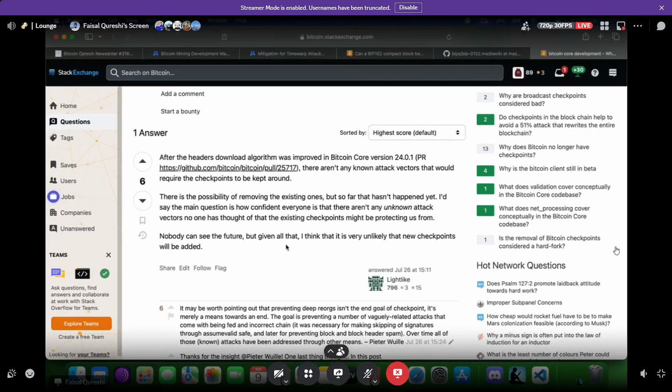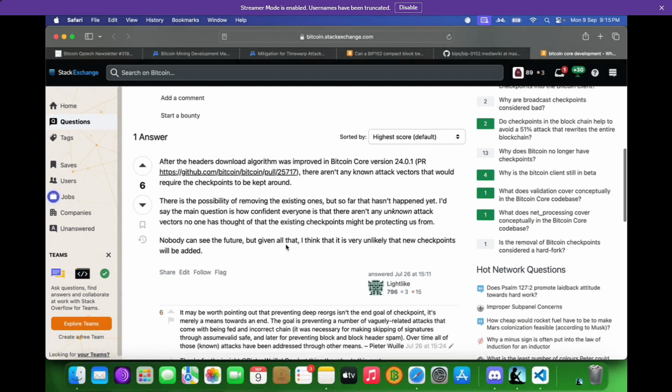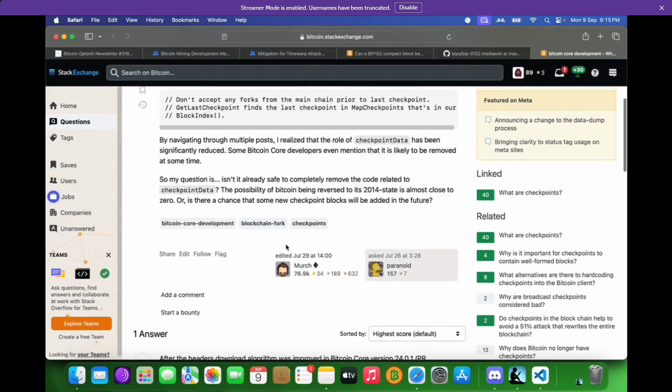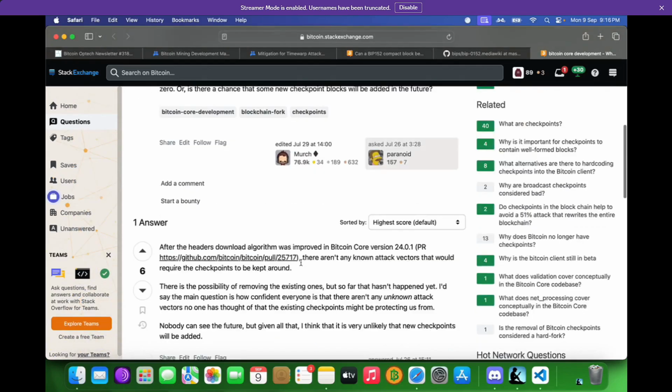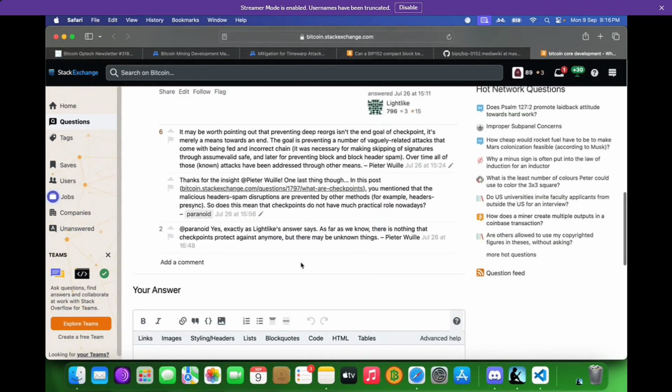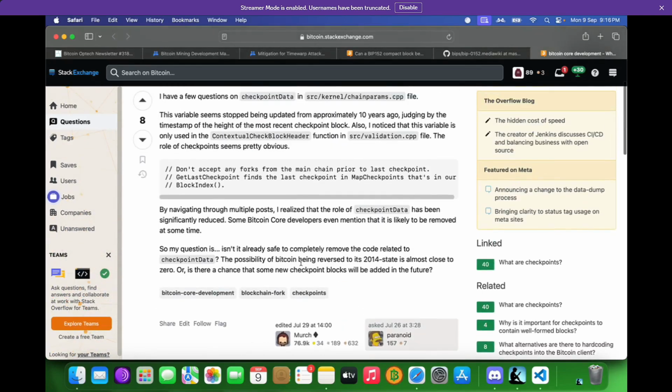Okay, so the question asks about checkpoint data. Why do we have checkpoint data now that we're not relying on it anymore? Now that we rely on this new parameter, is it mentioned here? It's not mentioned here. Yeah, there's a new parameter on which we rely. I think it's check proof of work or something like that. I don't remember. But there's something new that we rely on: we check the proof of work of the chain from which the block is coming.